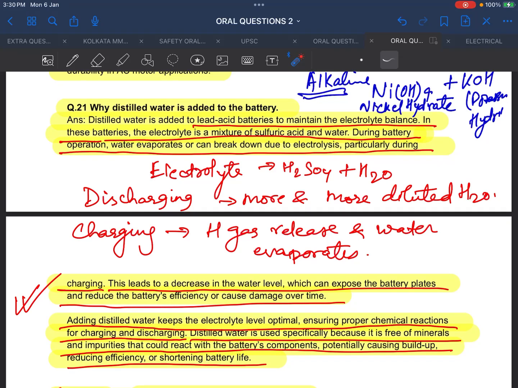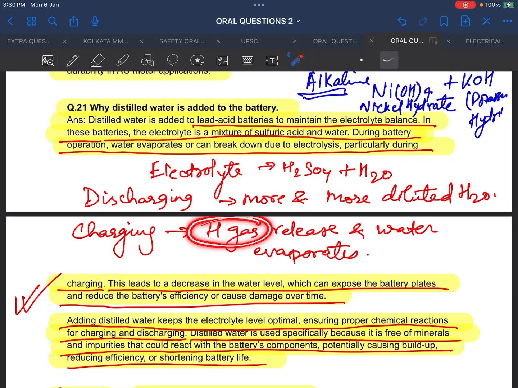And another thing I will show you. In a lead acid battery, to maintain the electrolyte balance: the electrolyte is a mixture of sulfuric acid and water, and during battery operation water evaporates or can break down due to electrolysis, particularly during charging. What happens in charging? Hydrogen gas is released and water evaporates.